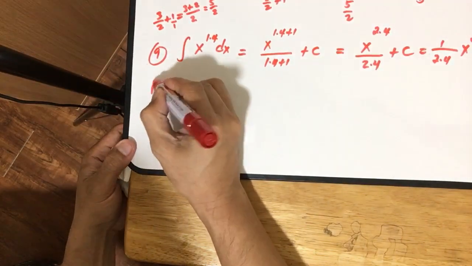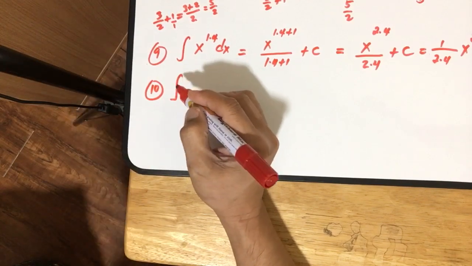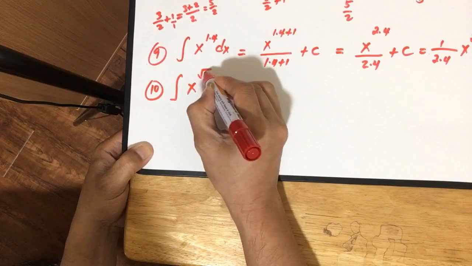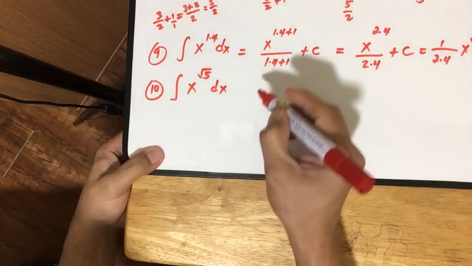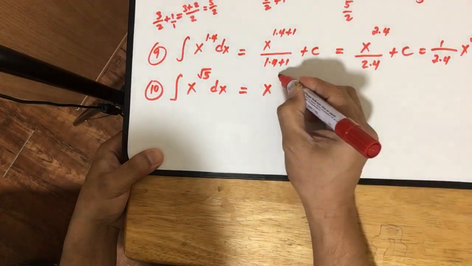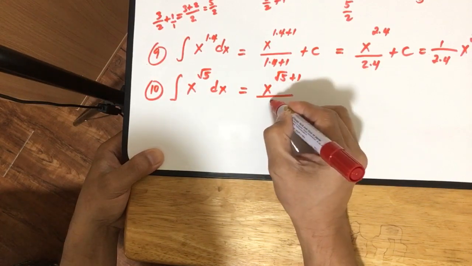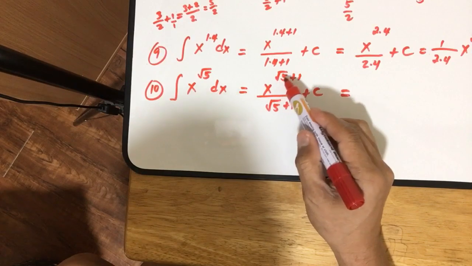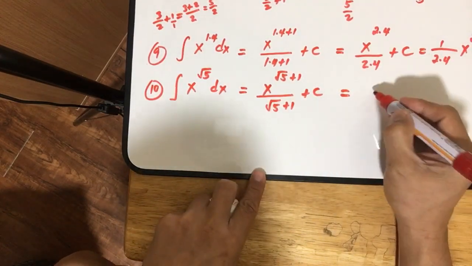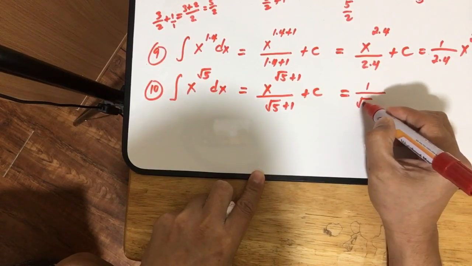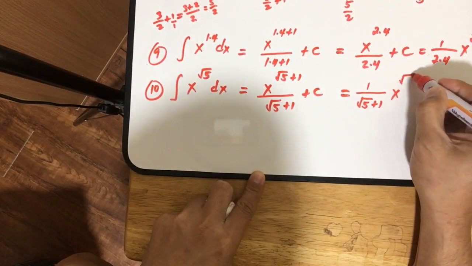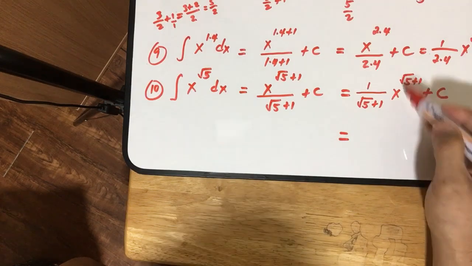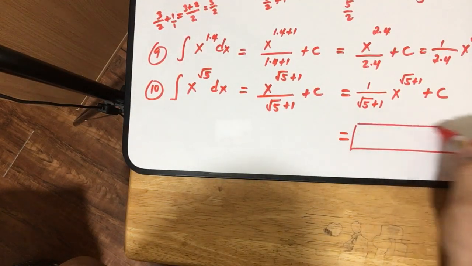Then example number 10, we have the integral of x raised to the power square root of 5 dx. This is equal to x to the power square root of 5 plus 1 divided by square root of 5 plus 1, plus c. You may opt to take the square root of 5, then add 1. It's up to you. Or this can be written as 1 over square root of 5 plus 1, times x to the power square root of 5 plus 1, plus c. Or this is equivalent to, when you take the value of the square root of 5, you may put your final answer here.